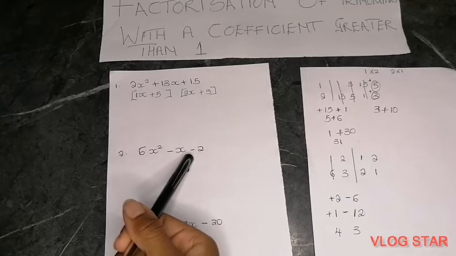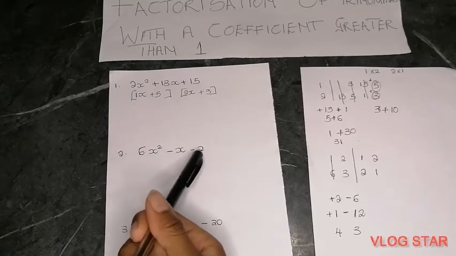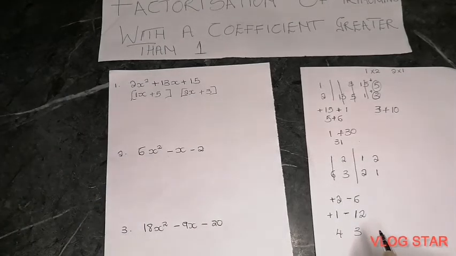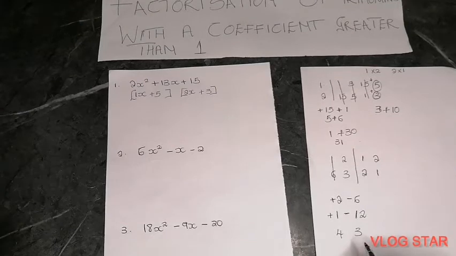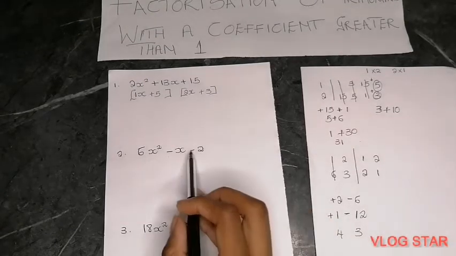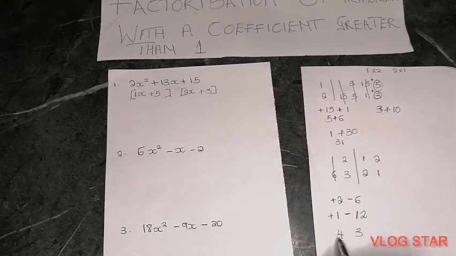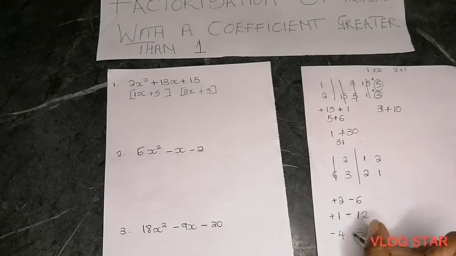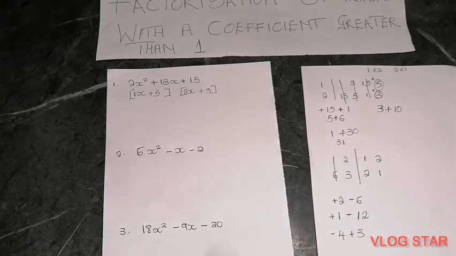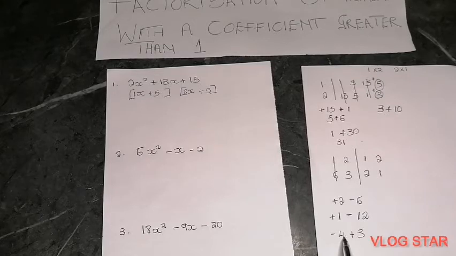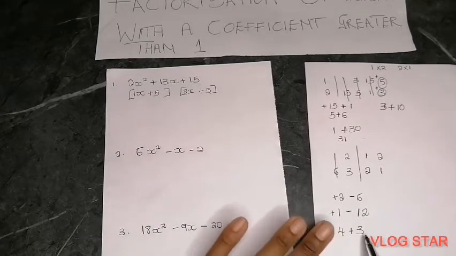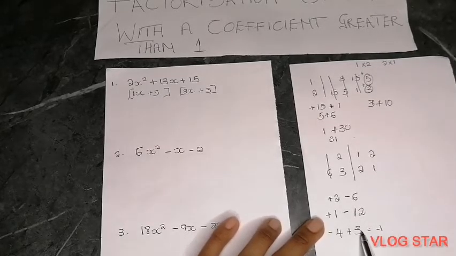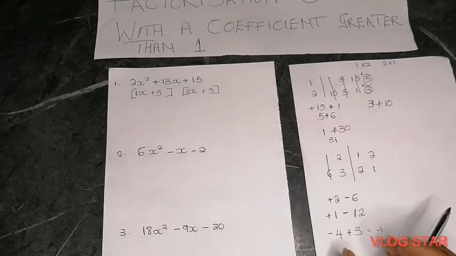What are the signs saying? The signs tell us that the bigger number will take the sign of the middle term, and the other number will take an opposite sign because the last term is negative. So which is the bigger number? The bigger number is 4, meaning that 4 will take a negative sign, and then 3 will take a positive sign. So what is our answer here? Minus 4 plus 3. Minus 4 plus 3 is minus 1, meaning that these are the right numbers to use.